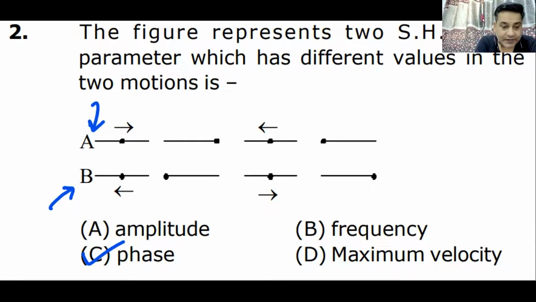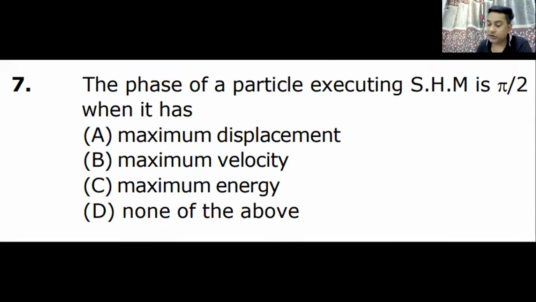Let's see, can you solve this one? The phase of a particle executing SHM is pi by 2 when it has: maximum displacement, maximum velocity, maximum energy, none of the above. Here we are assuming that the equation is A sin omega t. The equation should be given. Equation is not given.